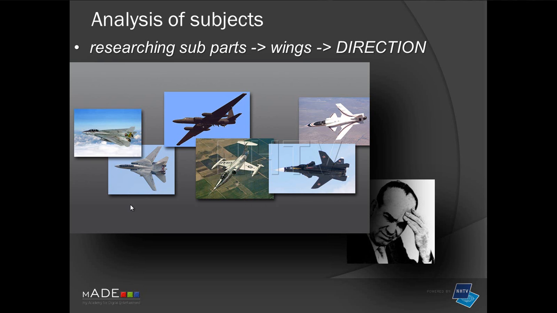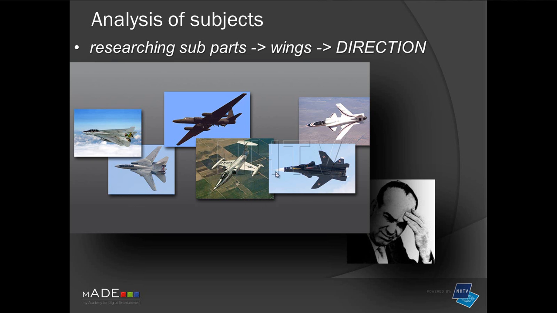Are those long wings or those short wings? Things like that you can already determine. And as you can see over here with those airplanes, you have a lot of variation. And what you might notice as well, if you go a little bit deeper, is that depending on the direction of the wings, the positioning of those wings onto the body is also being influenced.